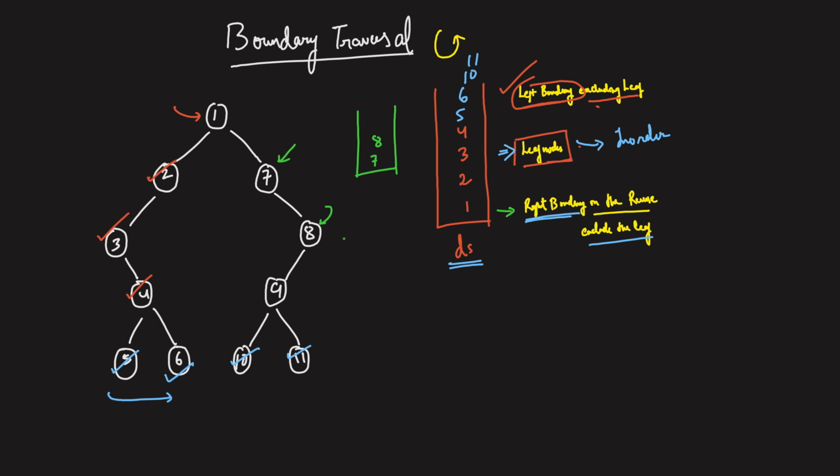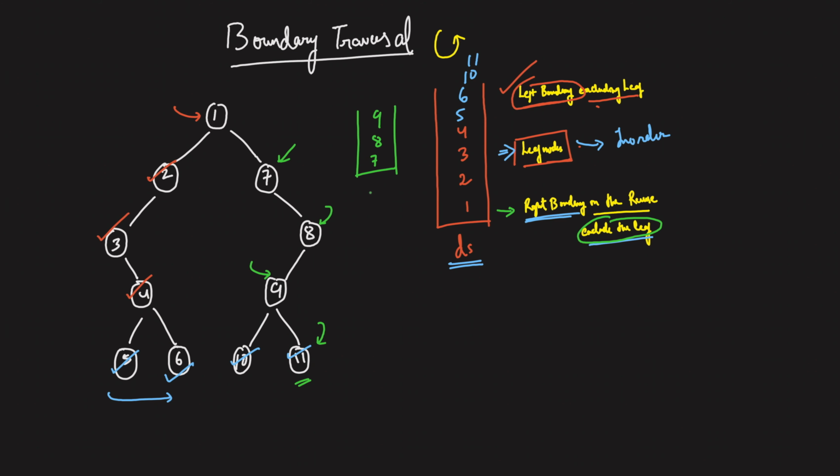If there doesn't exist a right, you'll go to the left. So that's 9. Next, does there exist a right? Yes. But this one is your leaf node. And it was clearly mentioned that I have to exclude the leaf. So we will stop because it's a leaf node. We have reached the end. So we'll stop our right boundary traversal over here.